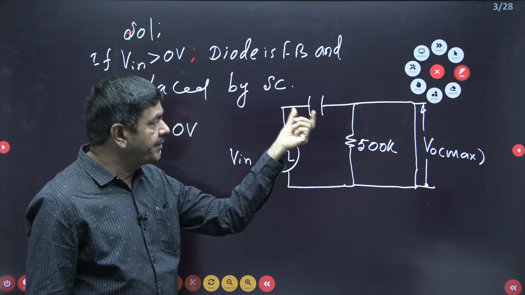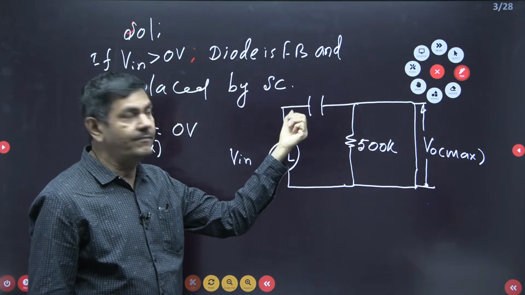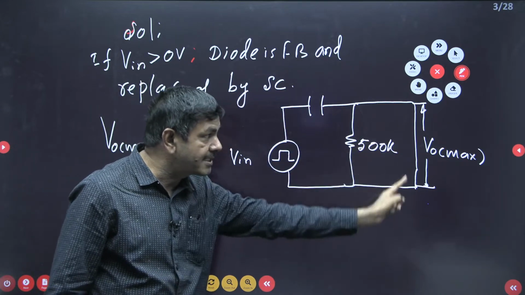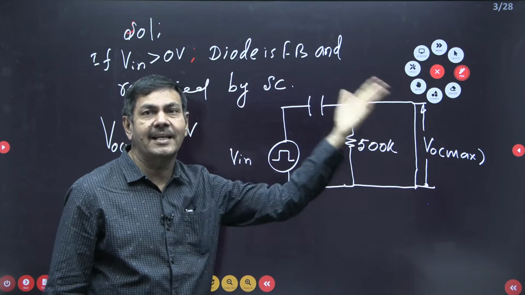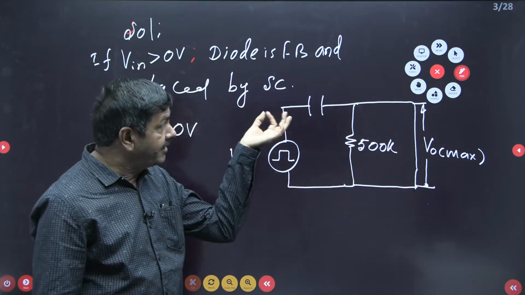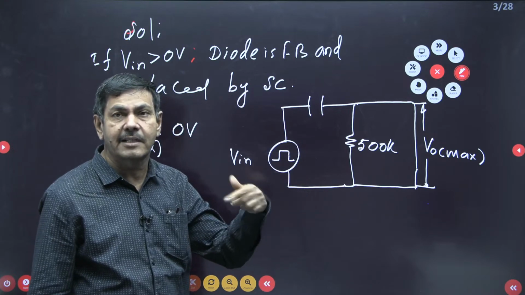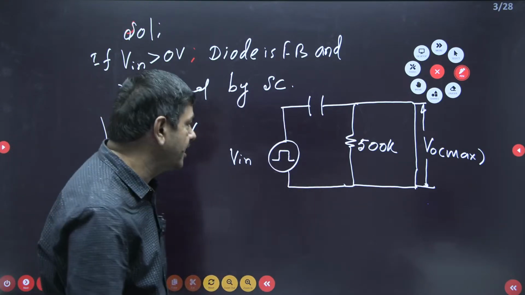Whatever the voltage we are getting across the capacitor will not have any effect on the output voltage, because it is short circuited, directly 0 only. The importance of this voltage you can find only when diode is reverse biased. You will see now. You can understand it clearly now.